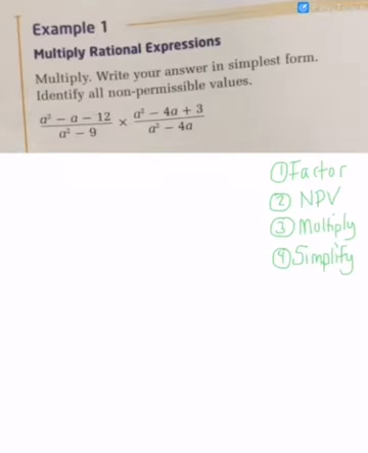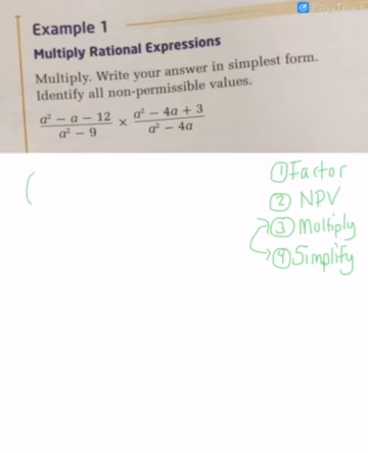Okay, let's try example 1. We're going to multiply rational expressions, and here are the steps. First, we're going to factor fully, and then we will find non-permissible values. After that, we'll multiply and simplify, but again, you could do that backwards and simplify and then multiply. It's up to you.